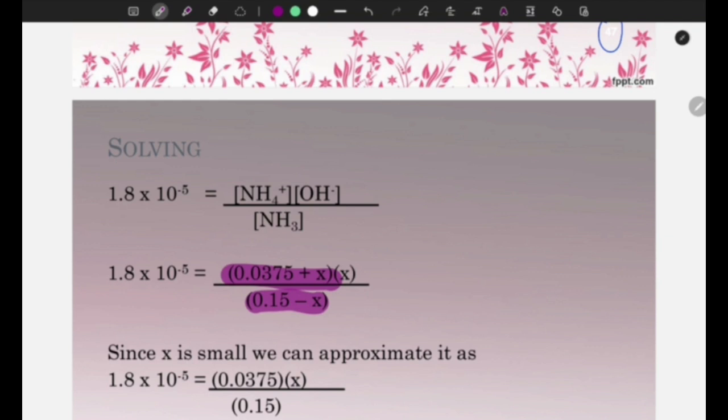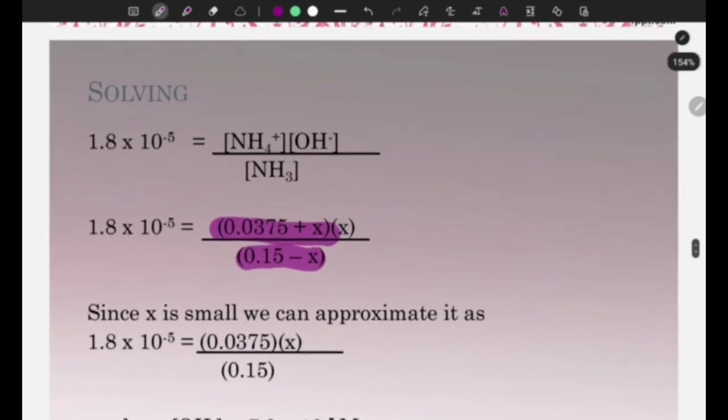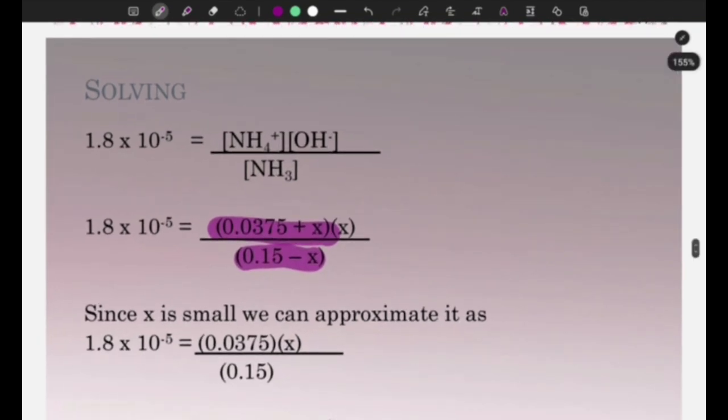Then we know that NH3 is a weak base, so it ionizes partially in water. So this will result in a small x. That means that we can ignore x because the value for x is small. So we can just ignore this one.